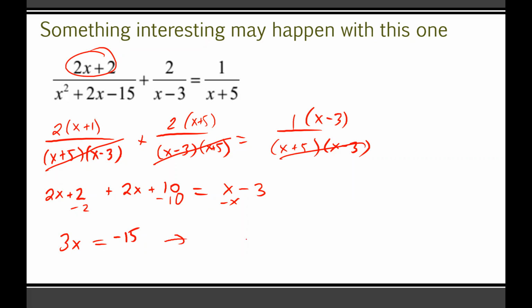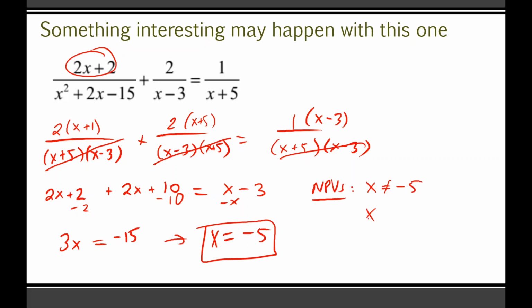Anyway, divide by 3 on both sides now to get x all by itself, and you're going to have x equals negative 15 divided by 3, which is negative 5. As always, though, we need to list our NPVs. So listing my NPVs just over here, we have x plus 5 as one of our denominator factors, so we have to say x can't equal negative 5. And the other one, with x minus 3, we have to say x can't equal positive 3.